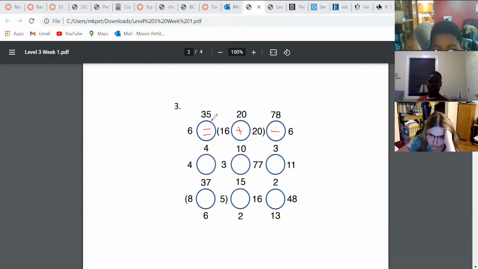And then Margot, why don't you rework it now that we have an equal sign in a spot? Yeah? Okay. And maybe the rest of you guys can work out different columns and rows while Margot works out the first column.